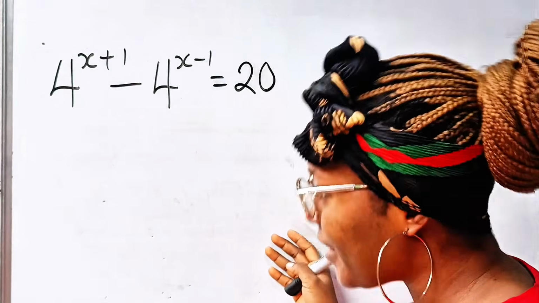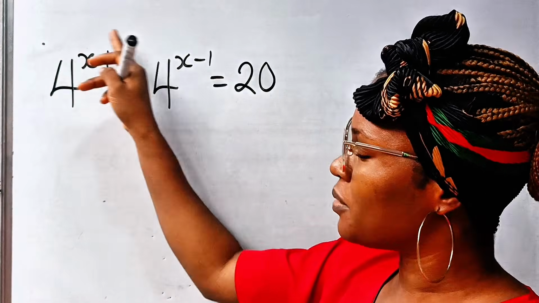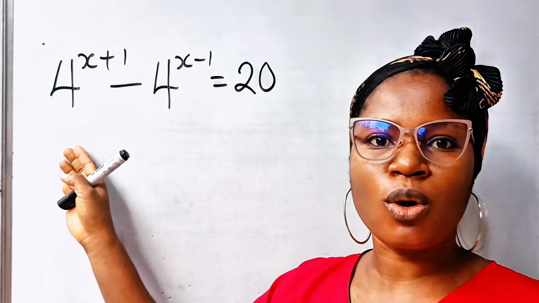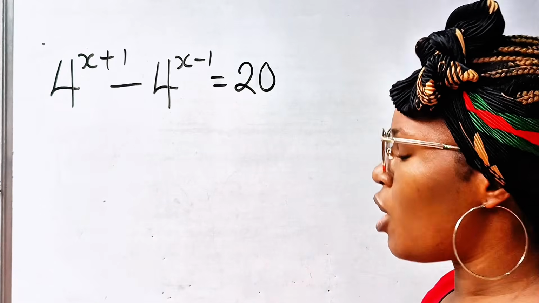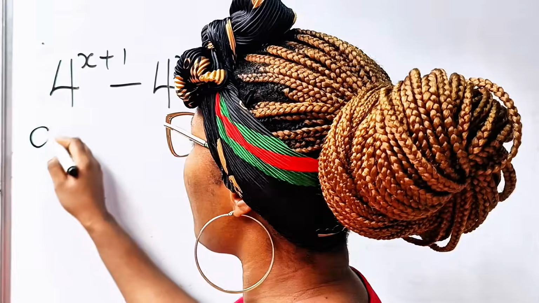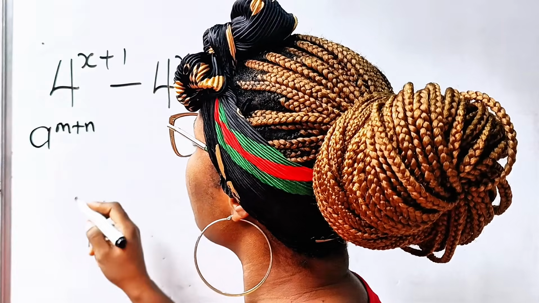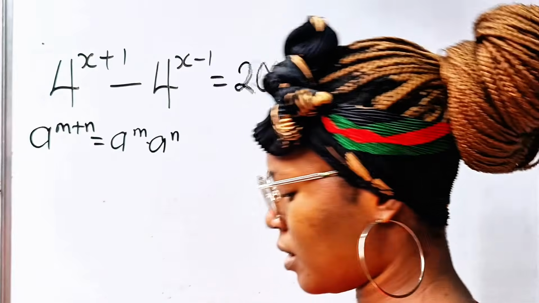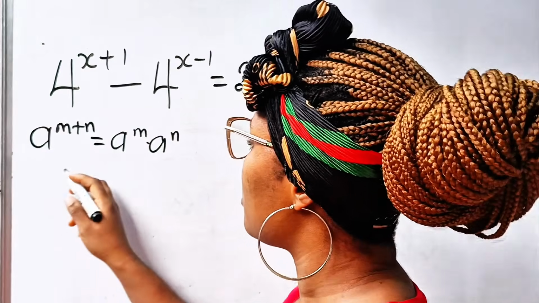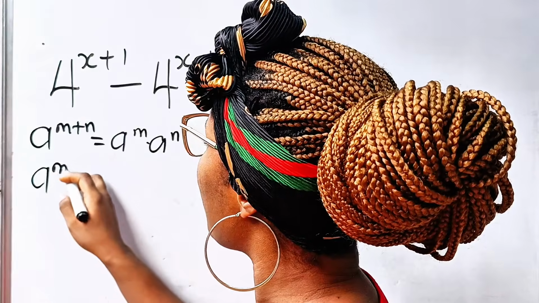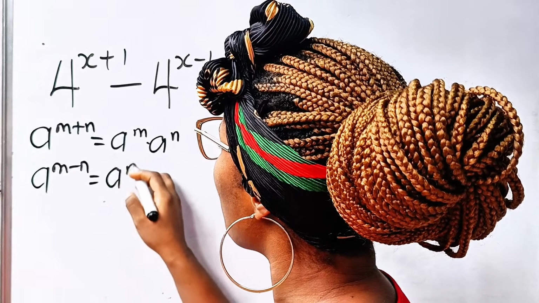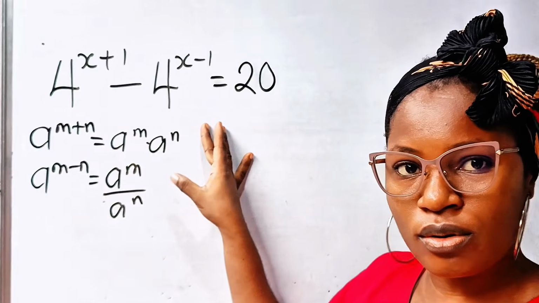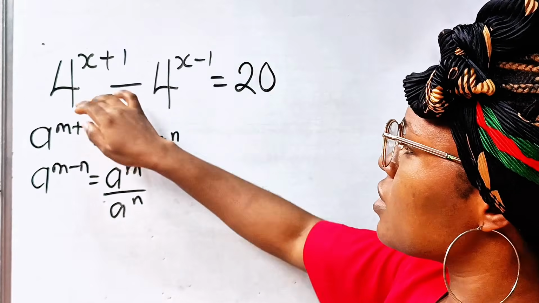The first thing we need to do is bring down this, and the only way we can do that is if we apply the law of exponent, right? Now the law of exponent states that a raised to the power of m plus n is equal to a raised to the power of m multiplied by a raised to the power of n, and a raised to the power of m minus n is equal to a raised to the power of m divided by a raised to the power of n. So we are going to use these two laws to bring down the exponent of this.